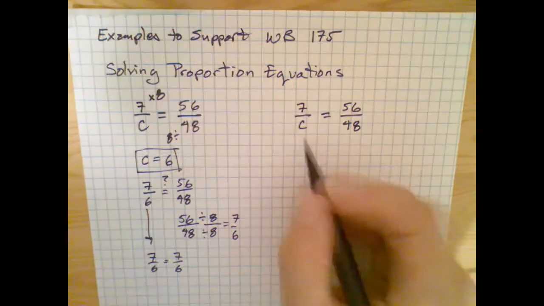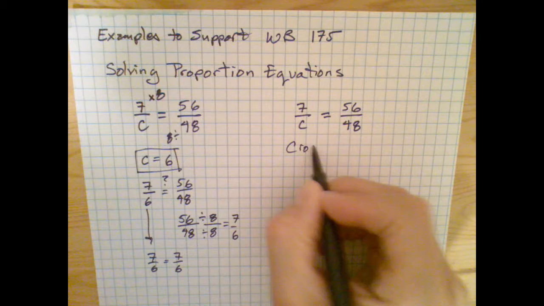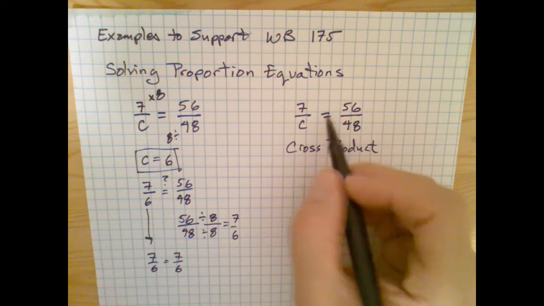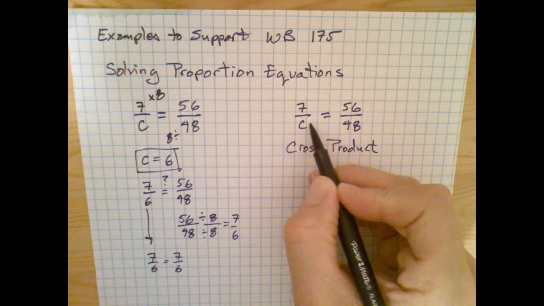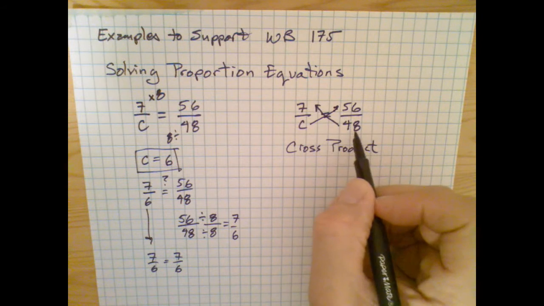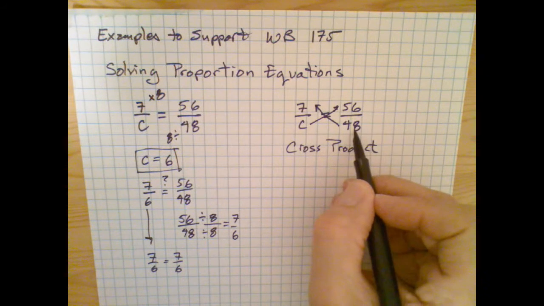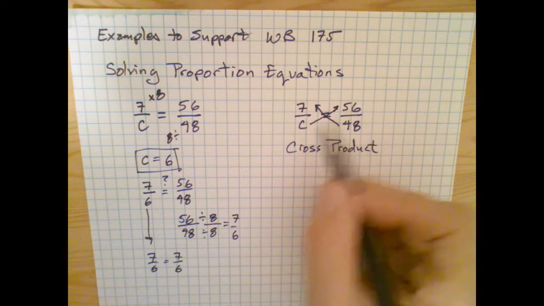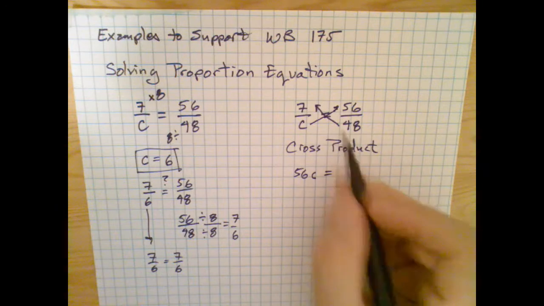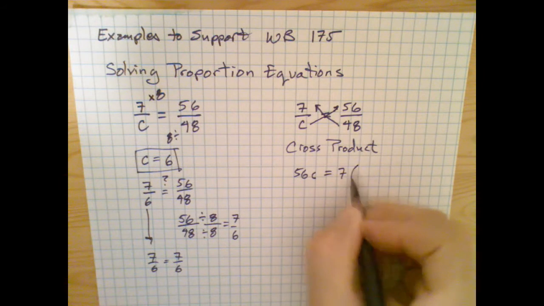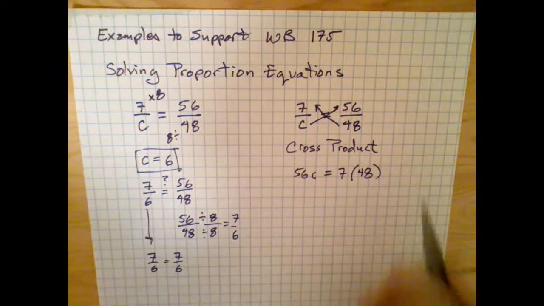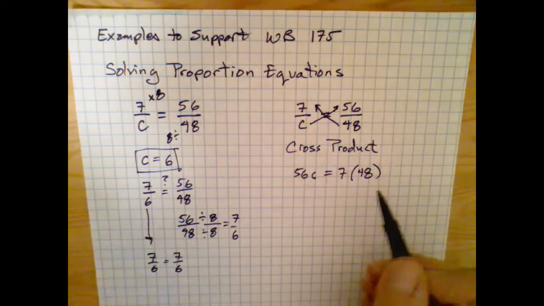The other way that everyone needs to get comfortable with is using the cross product. Remember, the cross product is simply multiplying the denominator of one fraction times the numerator of the other and setting it equal to the product of the other denominator and numerator. So I have 56 times C, that's 56C, is equal to 7 times 48. Now I'm not going to bother multiplying this out because that number's too big, and I'm hopefully going to be able to reduce it without multiplying.